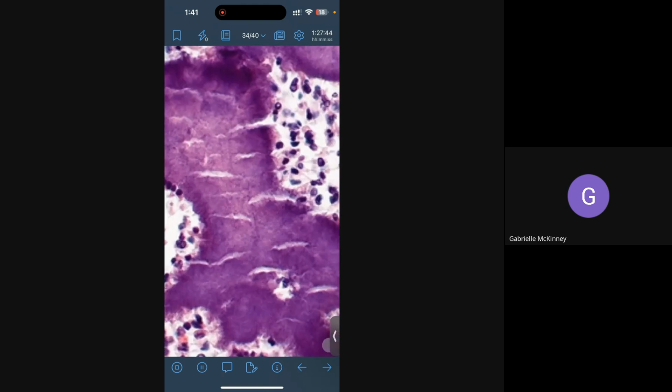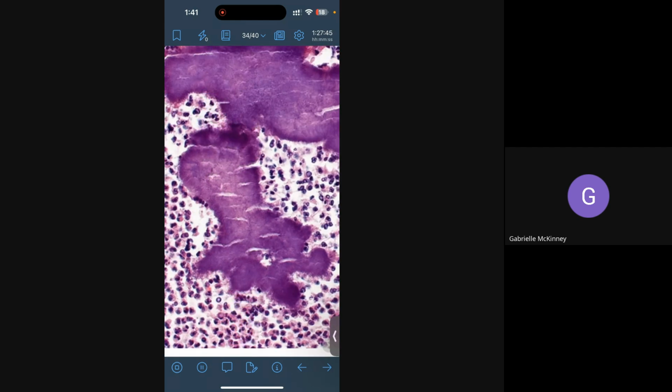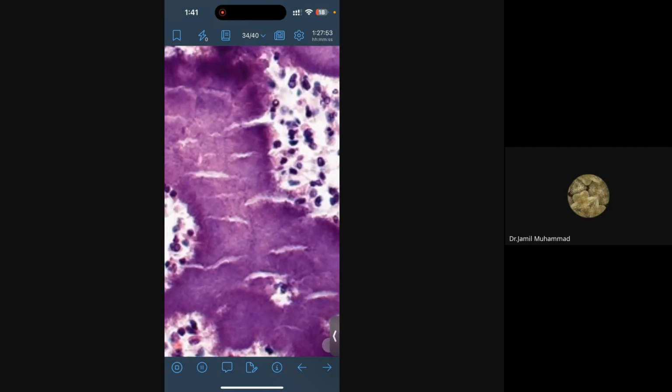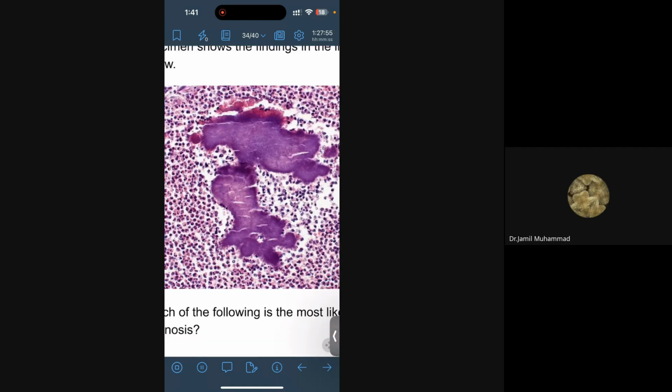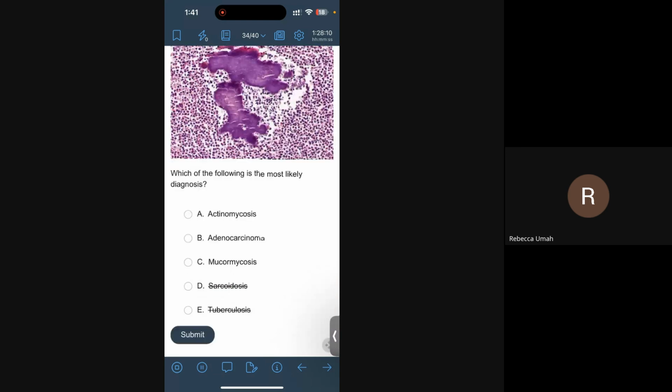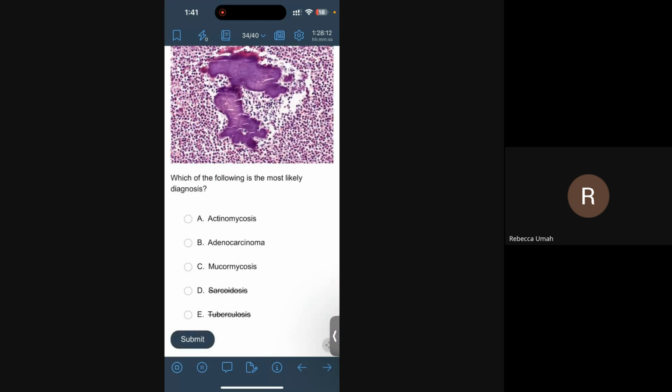The branching filamentous pattern is seen in what bacteria? Actinomyces and Nocardia. The patient has dental caries, gingivitis, and poor dentation. Then it is actinomyces most of the time, because those are much more consistent with actinomyces.